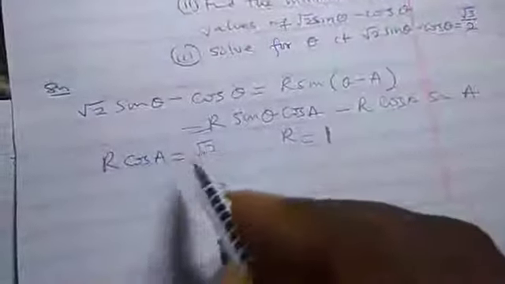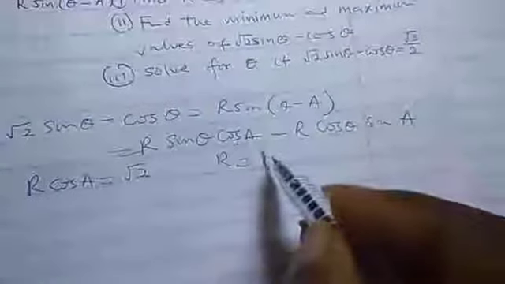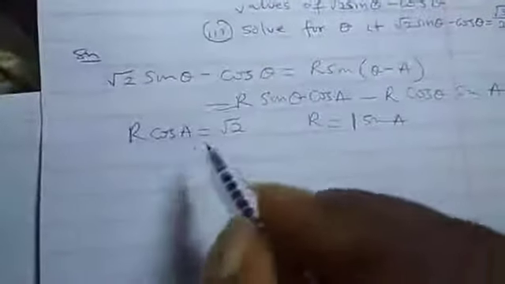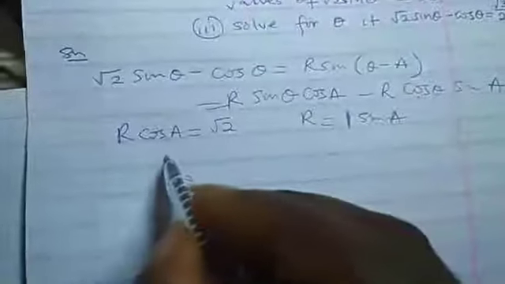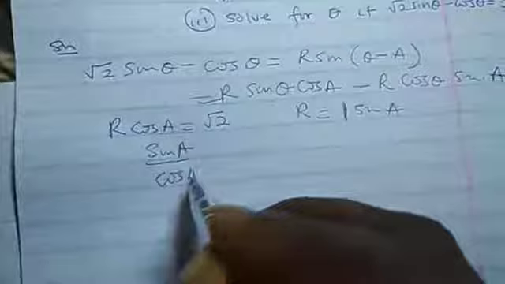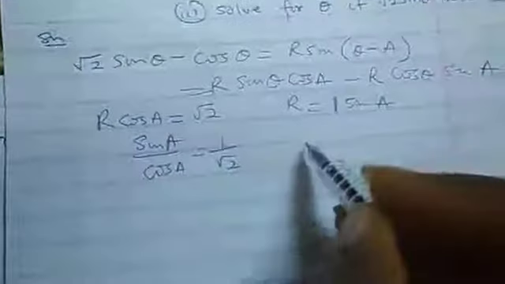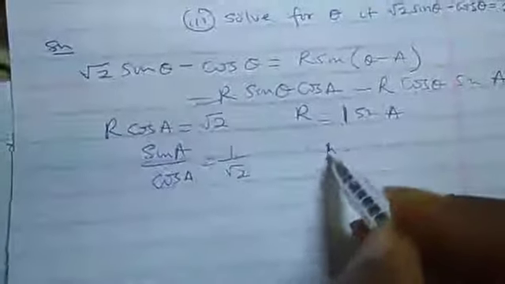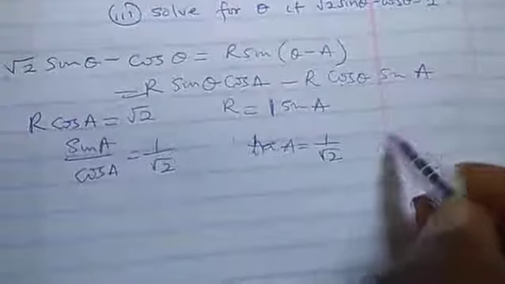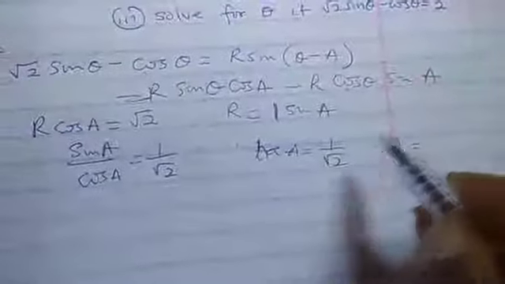Also, the coefficient of cos theta is r sin a here, and the one on the other side is 1. So r sin a is 1. In that case, I can divide this by this, so that I will have sin a over cos a equal to 1 over root 2. Therefore, my tan a is equal to 1 over root 2. Then we look for a from our calculator. A will be equal to 35.26. So we have known our a.